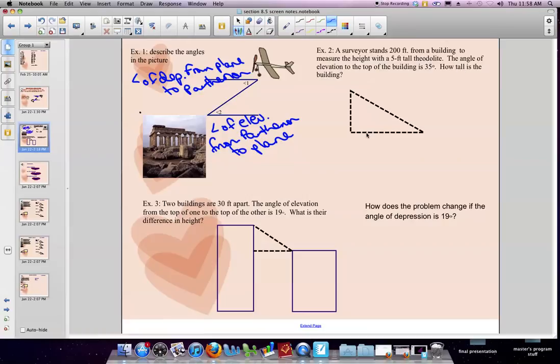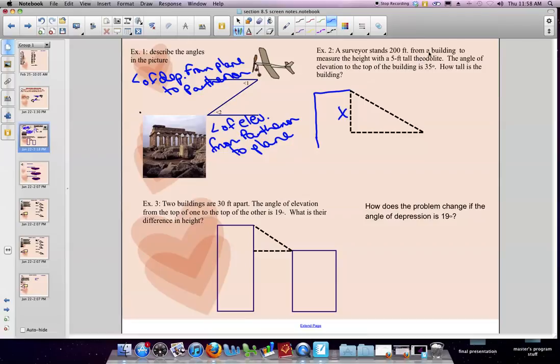The first and major part of this question is to put your pieces in the right spot. Okay? If I'm measuring the height of the building, chances are the building is going to be right here, and this is what I want to know. I want to know how tall the building is.